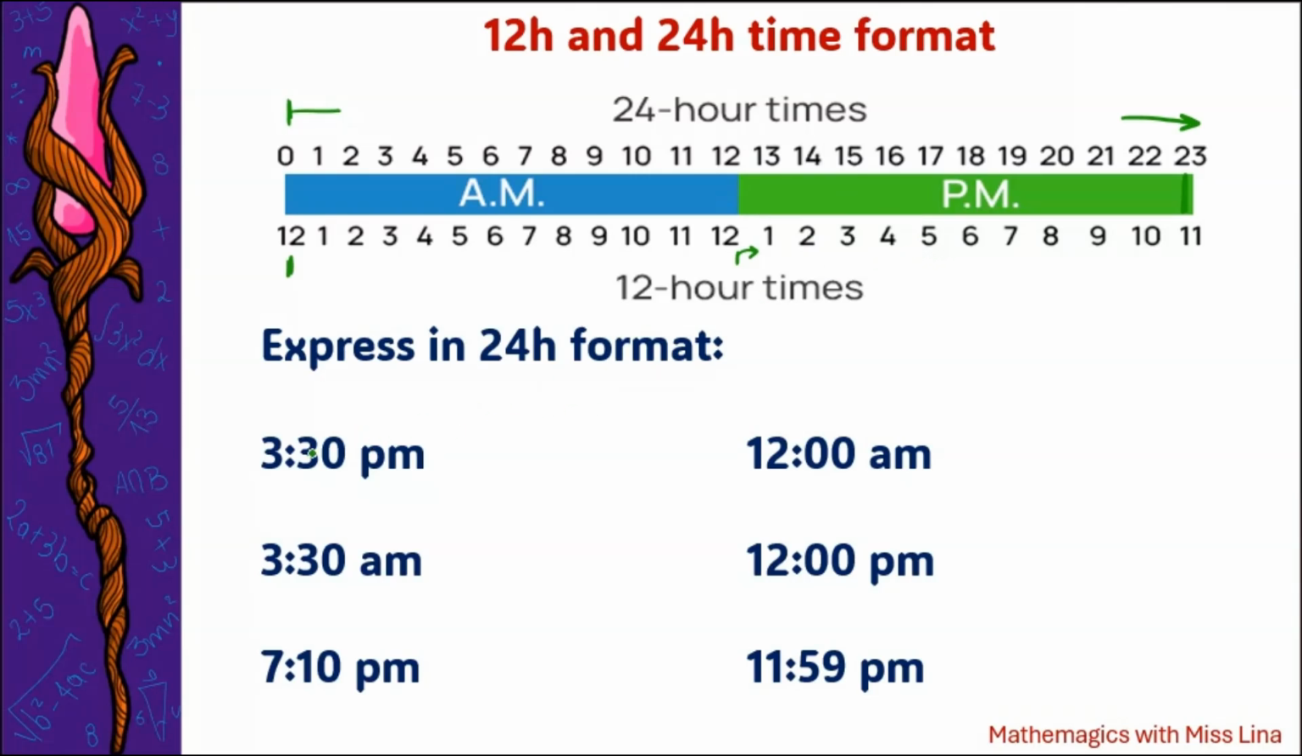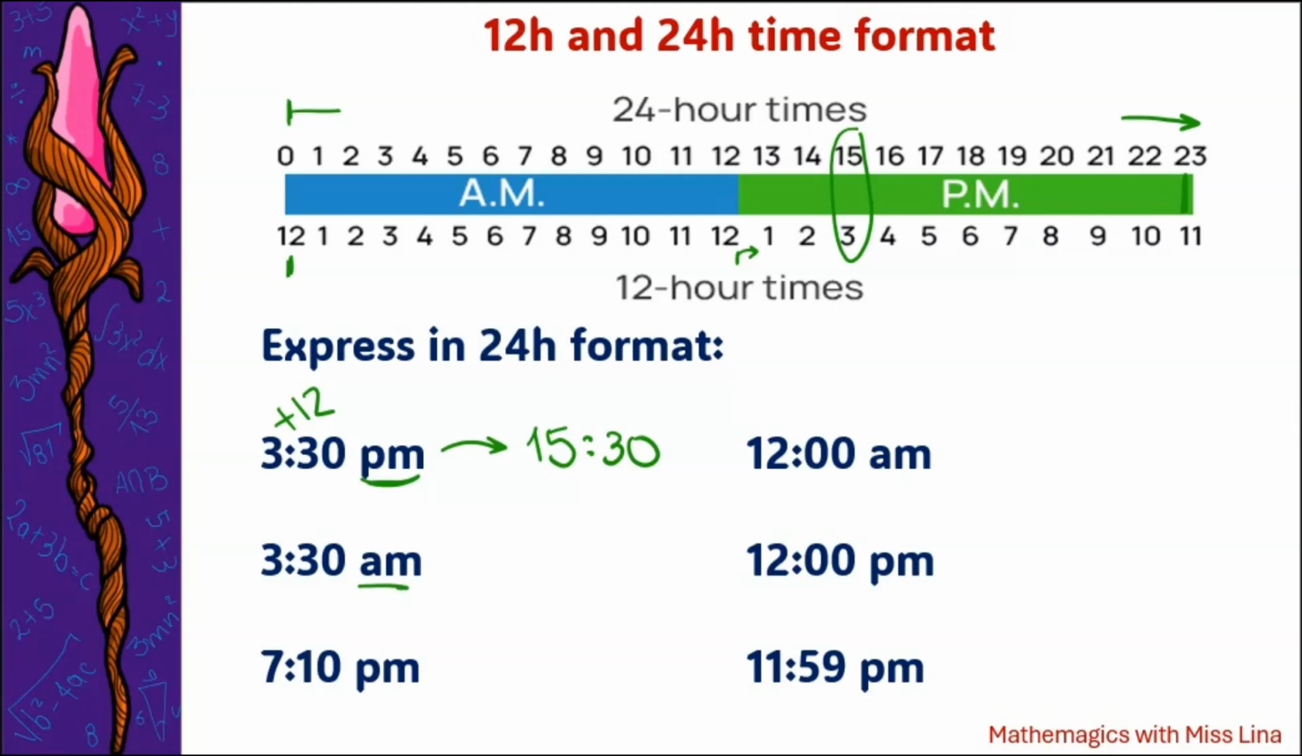Let's try converting these 12-hour times to 24-hour format. We know that it's in the 12-hour format because it has the AM and the PM. So let's convert it to 24 hours. 3:30 p.m. Since it's PM, it has to be after 12. So that means we need to add 12 in order to get the equivalence. Like this, 3 plus 12 is 15. So this is 15:30.